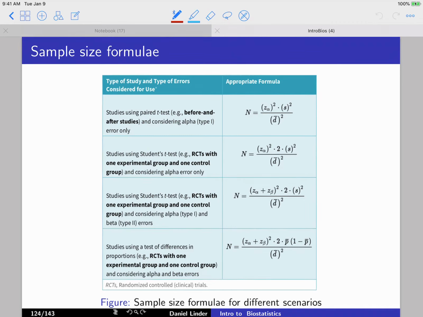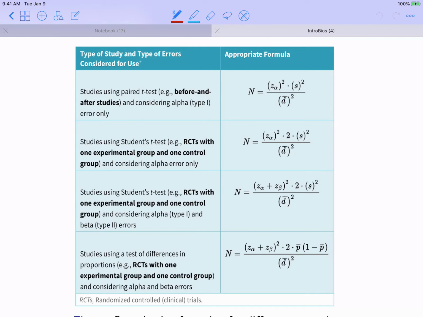So here's a table from the book. I'll zoom in a little bit on it. And this table from the book gives you some of the sample size formulas in different situations. And remember, these first two are really just kind of naive demonstrations, and those are the sample size formulas that you would get if you're not thinking about power at all.